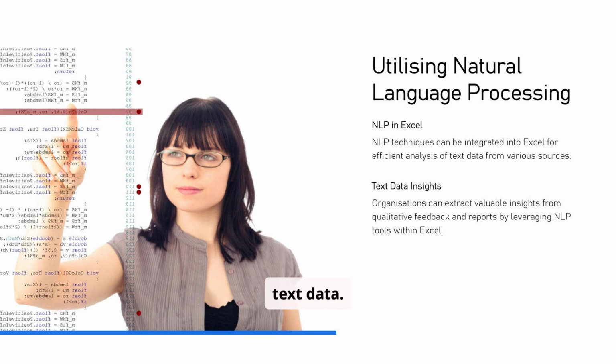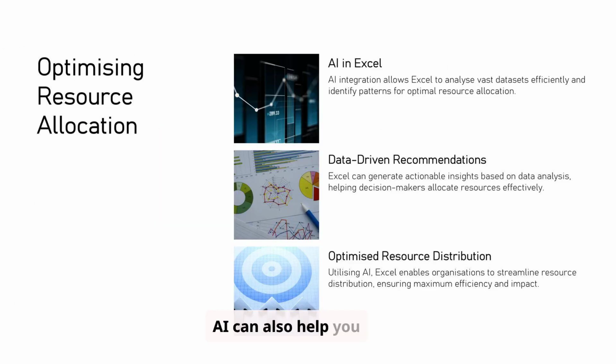Natural language processing, or NLP, can be a powerful tool for analyzing text data. By integrating NLP techniques into Excel, you can efficiently analyze text from surveys, reports, and other sources to extract valuable insights and understand the nuances of human experiences. AI can also help you optimize resource allocation. By analyzing vast data sets, AI can identify patterns and generate actionable insights that help you allocate resources effectively, ensuring maximum efficiency and impact in your humanitarian efforts.